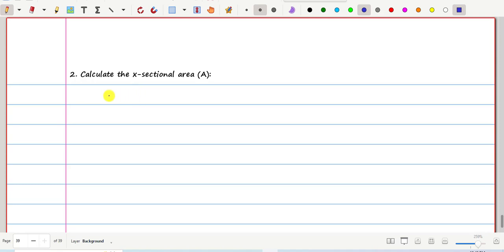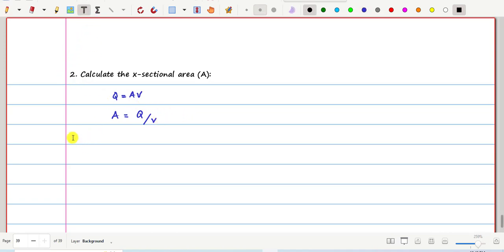As we have discussed, Q is equal to AV, right? From here we can find the area. Area will be equal to Q divided by V. Okay, the unit will be in meter squares.